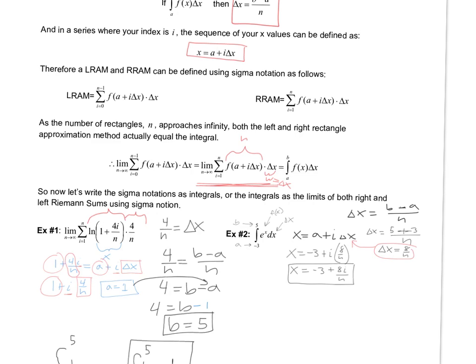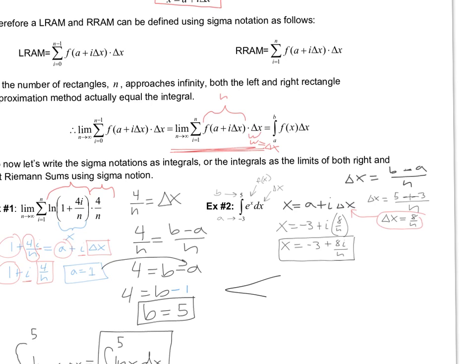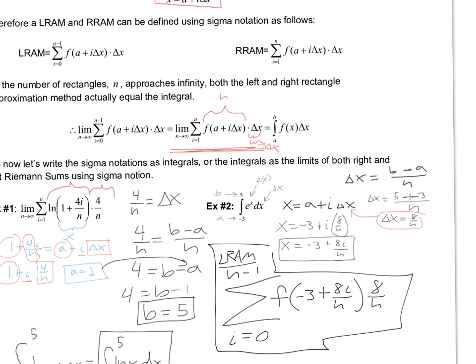Okay, so now that we've rewritten this thing, we can go ahead and start to write our sigma notation. Keep in mind, we're going to write it both ways. We're going to write LRAM and RRAM. So let's just start with the LRAM. And remember, the LRAM starts with your index at the 0 term. And now it's f of, well, x. And our x is a plus i delta x, which you determined is this. So I'm just going to say f of negative 3 plus 8i over n. And then it's times whatever your delta x is. And we just determined that our delta x is 8 over n. All right, and this thing goes to n minus 1. And so here's the LRAM of this guy in sigma notation.